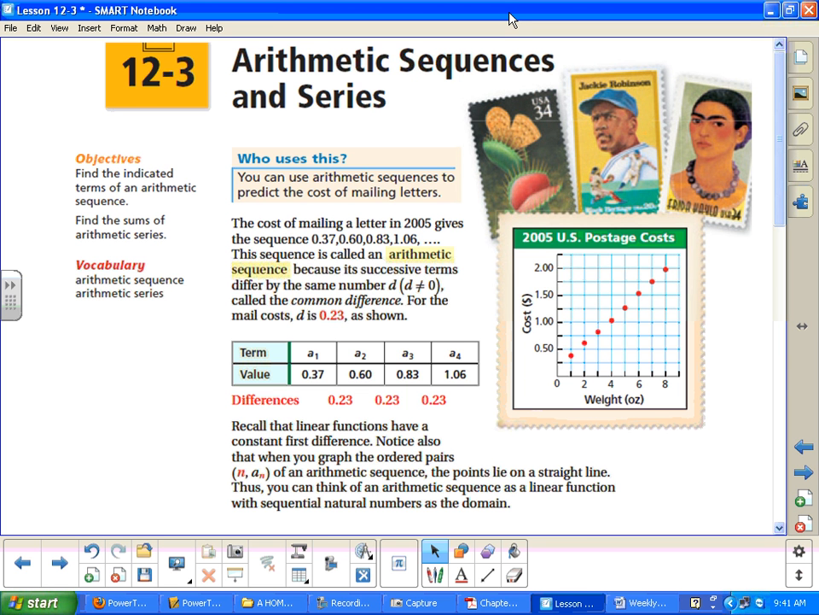And instead of having a slope, we call it a common difference, and we use the letter D to represent that. All right? So instead of M for slope, we're going to use D for common difference. So that's the common difference between each term in the arithmetic sequence.